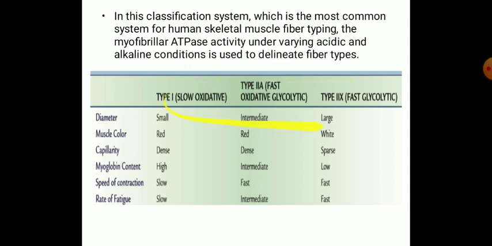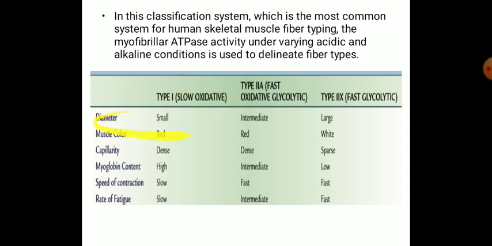As you can see, type 2B or type 2X is also known as fast glycolytic. That means stored glucose produces this particular muscle action. Glycolytic, as the name suggests, is the process which breaks down glucose. Type 2A is fast oxidative glycolytic. This is also glycolytic, but some oxidative processes also happen to produce the required energy. Type 1 is slow oxidative. That means only a small amount of energy is required from glycolytic activity, whereas most is produced by oxidative cycles like the Krebs cycle, giving enough energy during that activity.